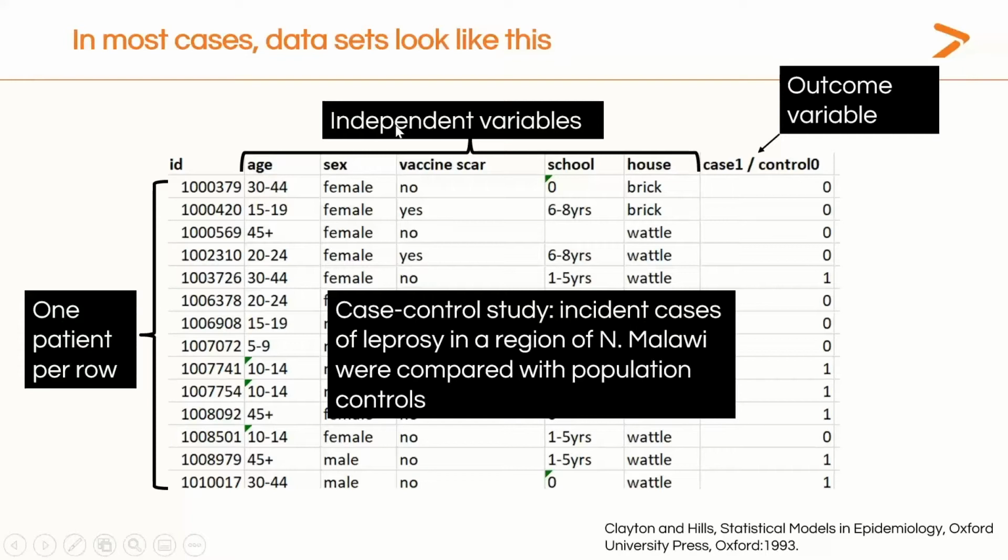In between, you have independent variables, so the age, sex, the vaccine scar, school, type of house, and we'll be interested in evaluating the influence of each of these independent variables on the outcome. So this will be our leitmotif for today and tomorrow.